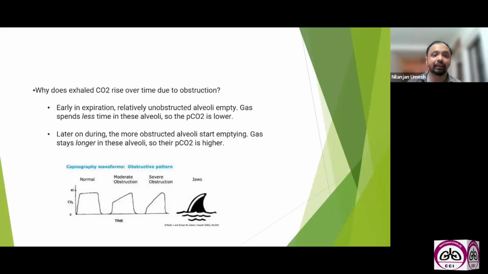Okay. Now, why does exhaled CO2 rise over time due to obstruction? Early in expiration, there are relatively unobstructed alveoli which empty, and the gas spends less time in these alveoli, so the PCO2 is lower.